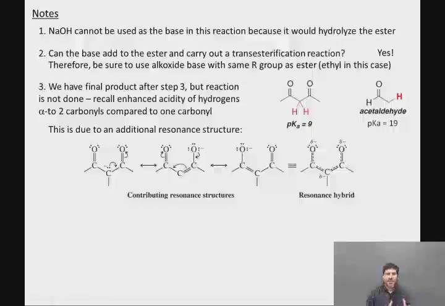Okay, so this carbanion can have a resonance structure where its negative charge is on the right-hand oxygen or its negative charge is on the left-hand oxygen. And also drawn here is the resonance hybrid. That negative charge is now shared by 3 atoms, 2 of which are electronegative oxygens, instead of just shared by 2 atoms as in a normal enolate.